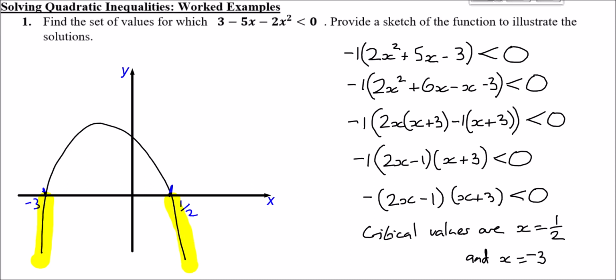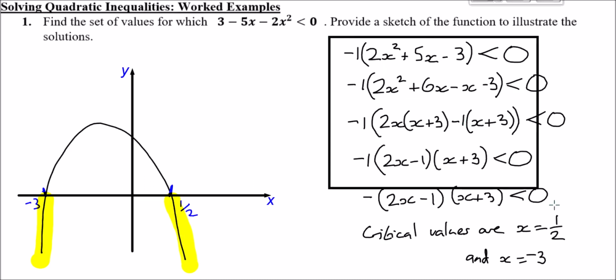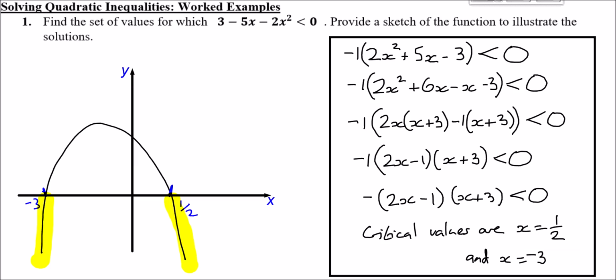Okay, so what we can do is we can take our work and what we've done here, and then think about what our solutions to this are. So looking at the graph along with this, we can see that to solve this, either x must be less than -3, or we could have that x is greater than 1/2.